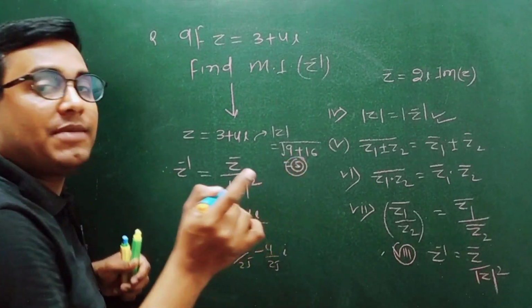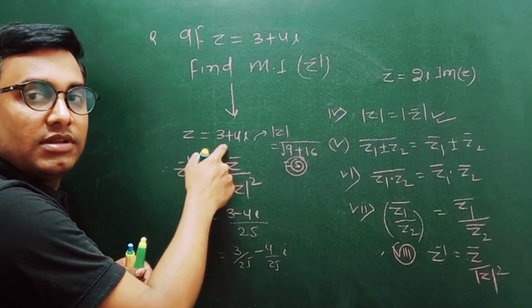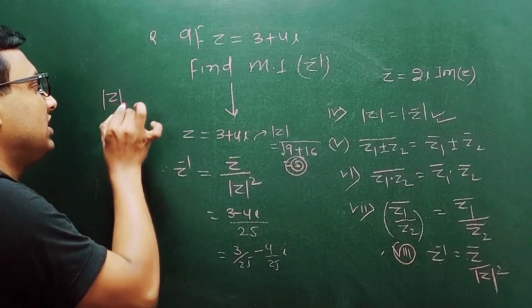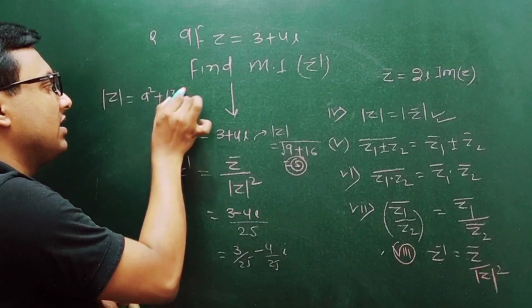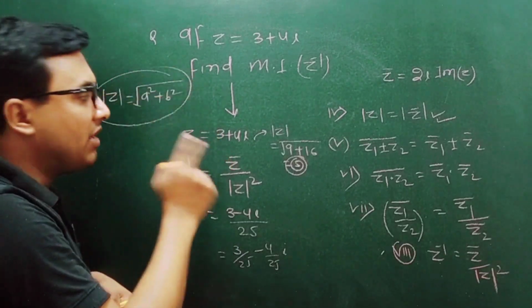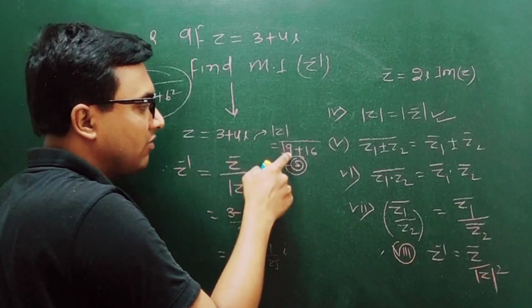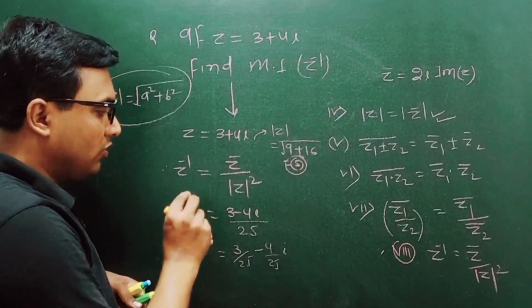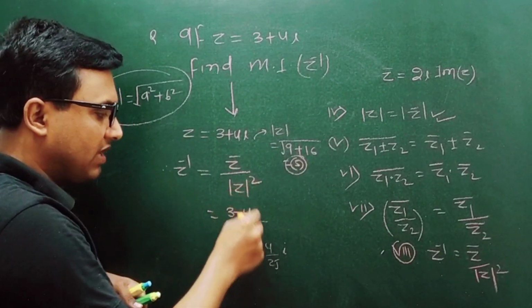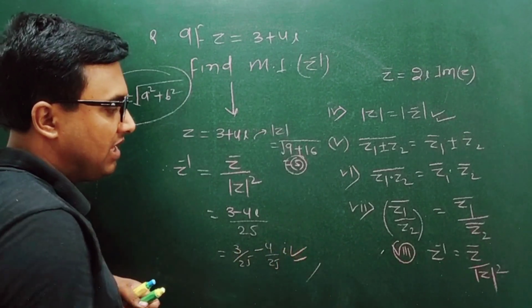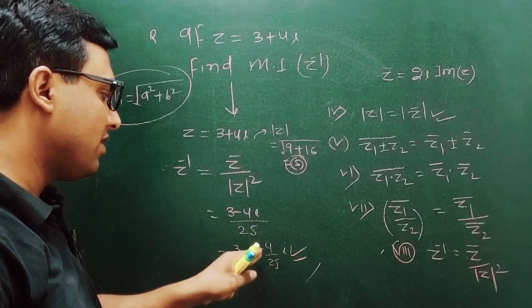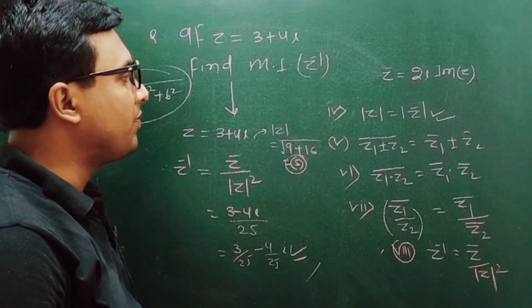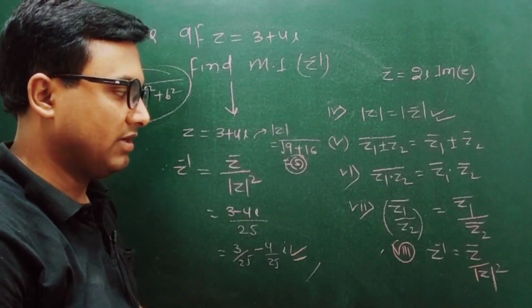What is 5? 5 is the modulus of z. How to find the modulus of z? Mod z is equal to root under a square plus b square. Using this formula we get 3 square equal to 9, 4 square equal to 16. Taking root we get 5 finally. So putting 5 here, 5 square equal to 25, and expanding this, we get 3 by 25 minus 4 by 25 iota. So these are the very important properties of conjugate of a complex number, right?